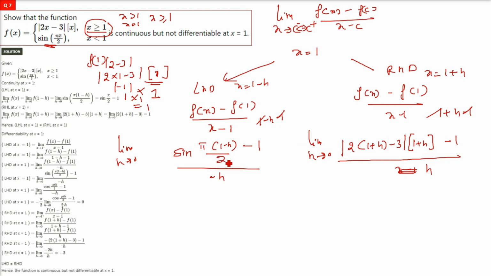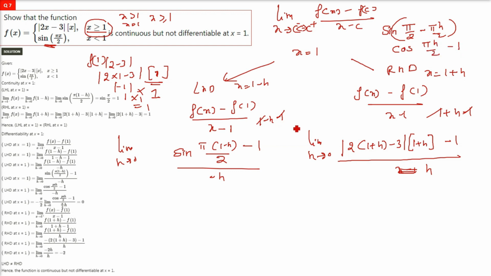Now sin(90 minus theta) is cos theta, because now you cannot put the limit of h directly. It is this sine something combined with negative 1. So you will write sin(pi by 2) minus sin(pi h by 2). This is sin(90 minus theta). It is going to be cos theta, cos(pi h by 2). So cos(pi h by 2), and you have negative 1 also.